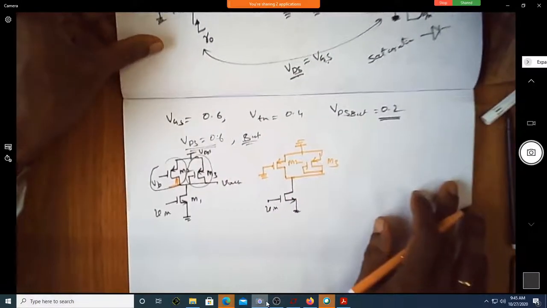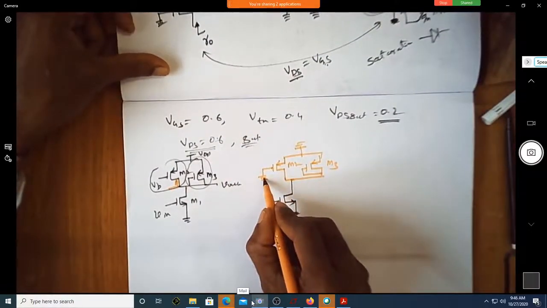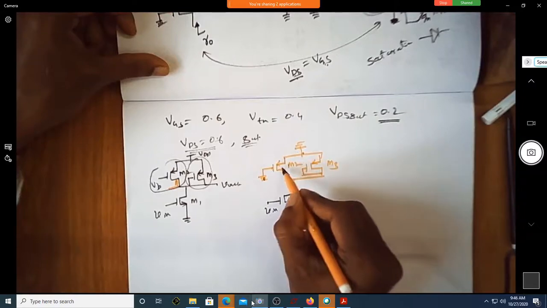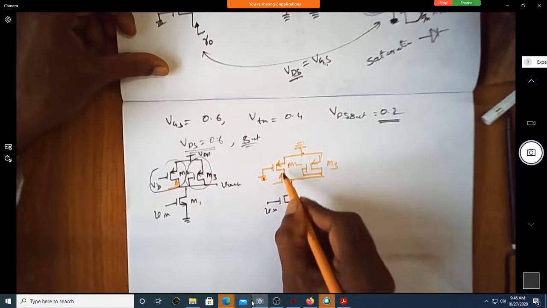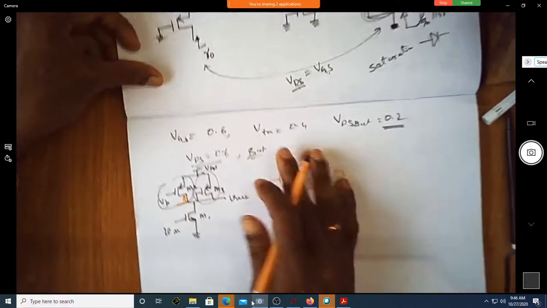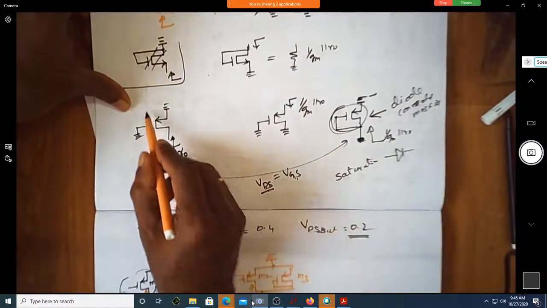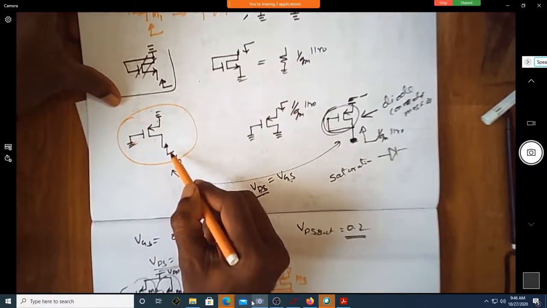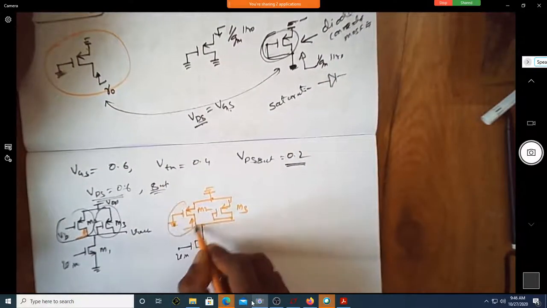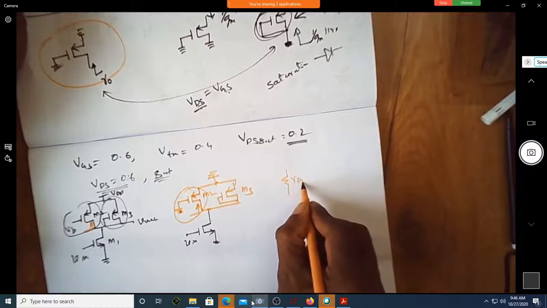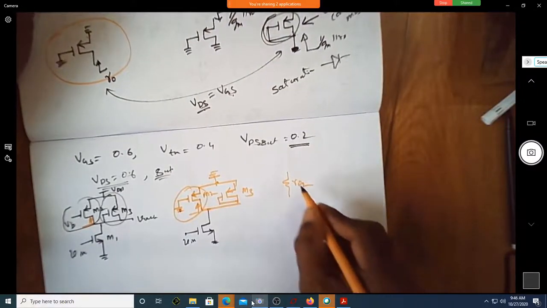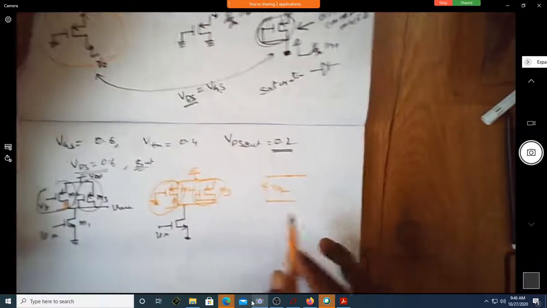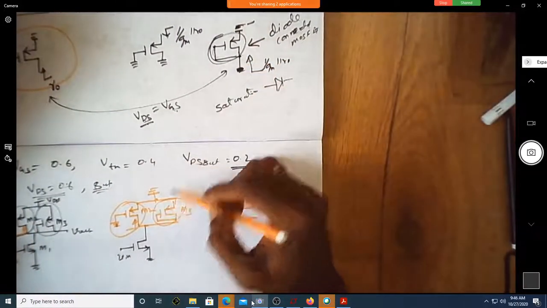Is this AC grounded gate? Yes, sir. Is the source of M2 AC grounded? Yes, sir. Now what is the resistance when you are looking from the drain, with source and gate AC grounded? R0. So this will offer a resistance of R0, which is coming in parallel with this one. So what is this here? Is it not similar to something like this here? Are they not the same?